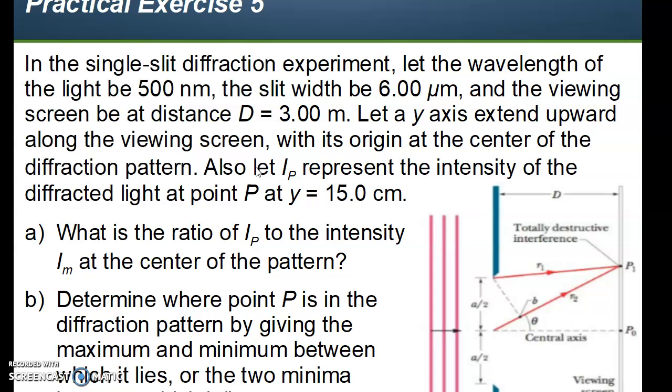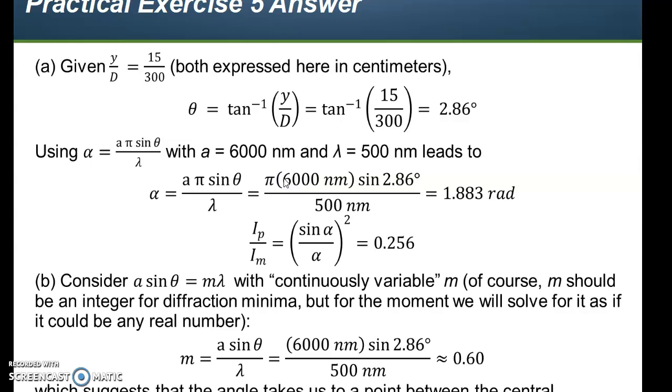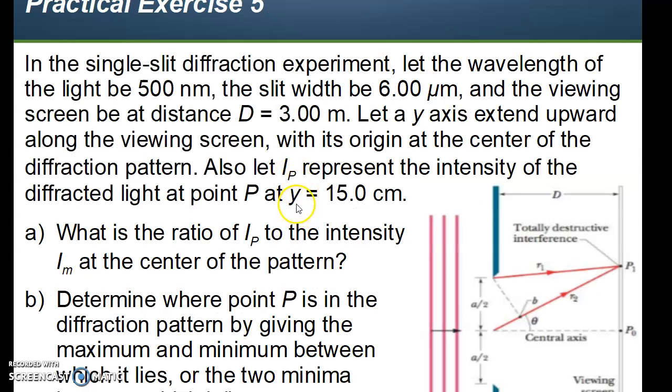This is practical exercise number 5, and this is problem number 14. Here what we've got is light at 500 nanometers. Slit width is 6 microns. And the viewing screen is at a distance D equals 3 meters. The y-axis extends up from the viewing screen origin at the center, and here we're looking at intensities, right? And at P, y equals 15 centimeters, right? So what is the ratio I_P to I_M?